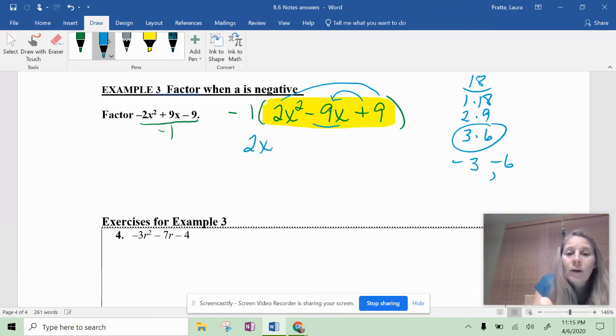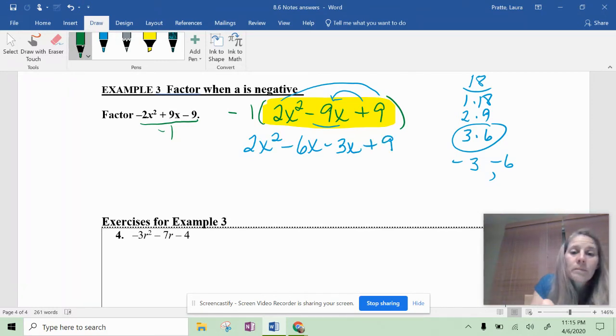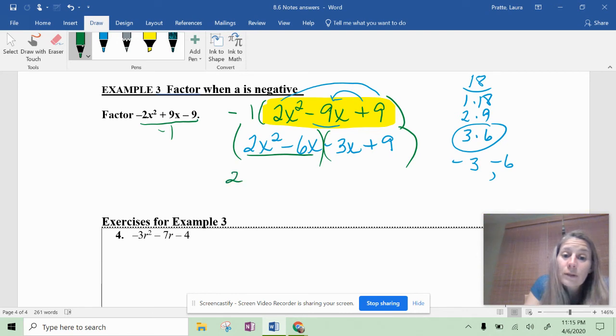So now we rewrite our problem, 2x squared. I'm going to do the -6x first and the -3x second, but you could go in the other order if you want to. And then I'm going to do my GCFs. Now my GCF of 2x squared and 6x, they're both divisible by 2, and they both can take out at least one x. So 2x squared divided by 2x leaves me with x. -6x divided by 2x leaves me with -3.